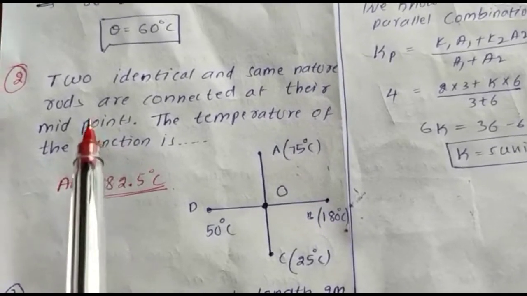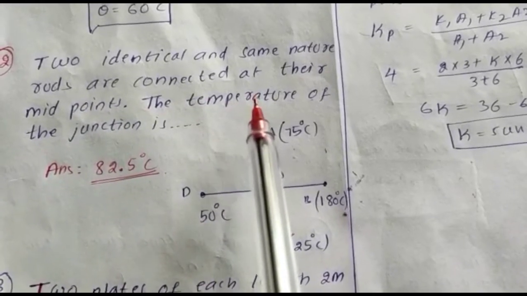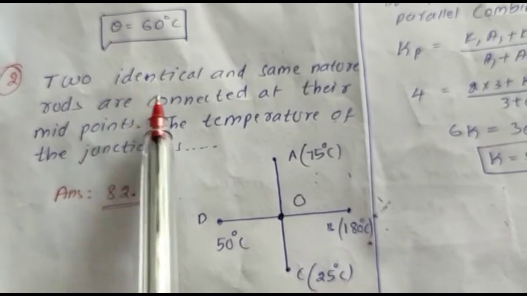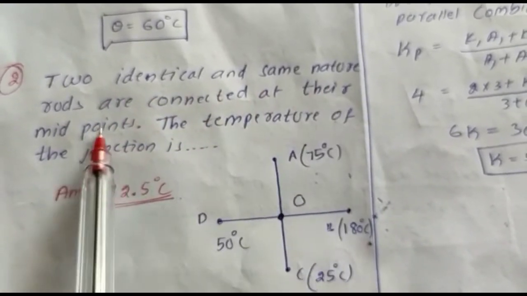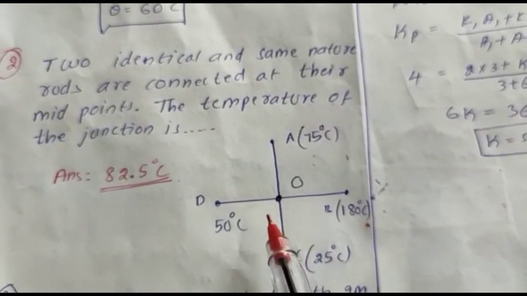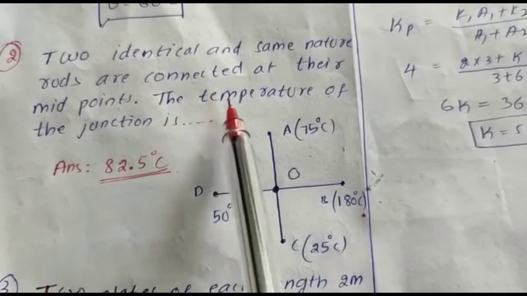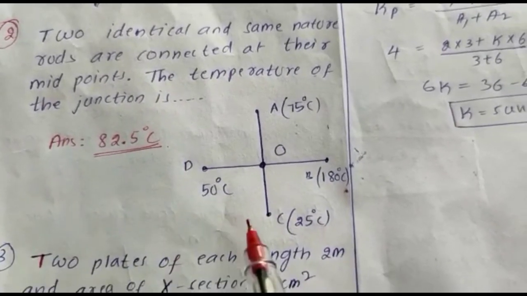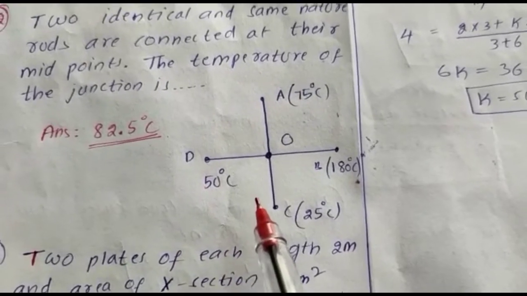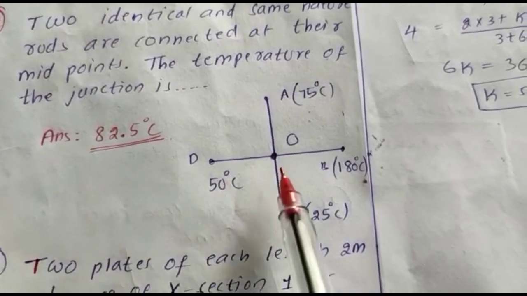Here I am giving one problem to all of you. Solve it like the previous problem. Two identical rods of the same nature are connected at their midpoints. This is one rod and this is one more rod, and this is the midpoint. The question is the temperature of the junction, and they have mentioned the temperatures at the ends of the rods. Please solve this problem. The answer is 82.5 degrees Celsius at the point O.